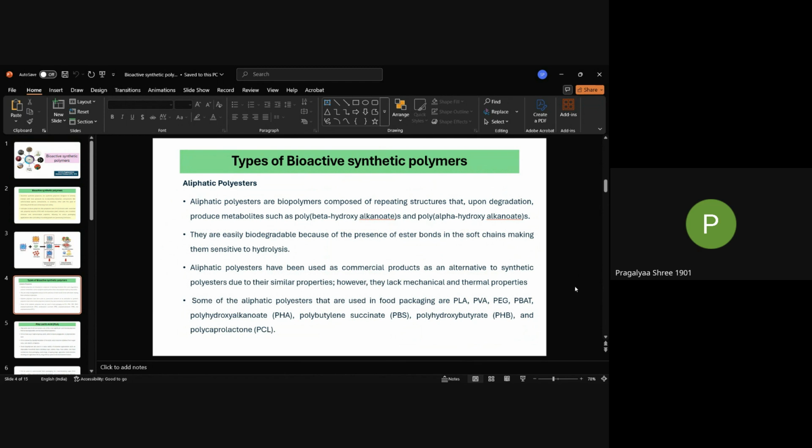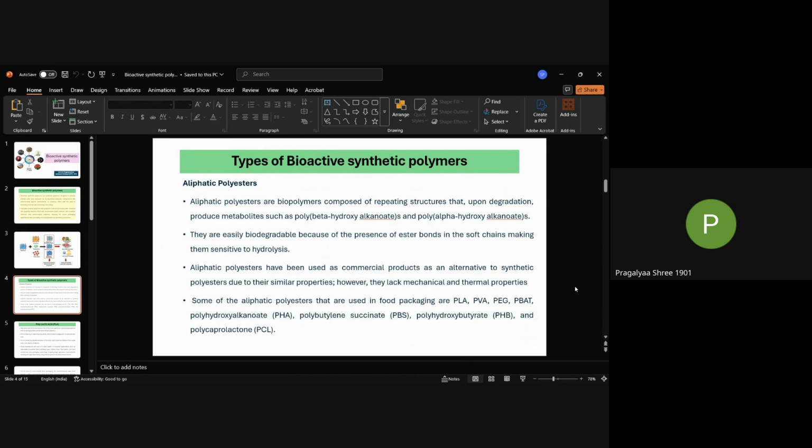Because of this ester bond, they can be easily hydrolyzed and degraded. That is the advantage of this one. These aliphatic polyesters have been used in commercial products as an alternative to the synthetic polyester due to their similar properties, but they lack mechanical and thermal properties. Okay, so these polyesters are used when compared to the other polymer materials.